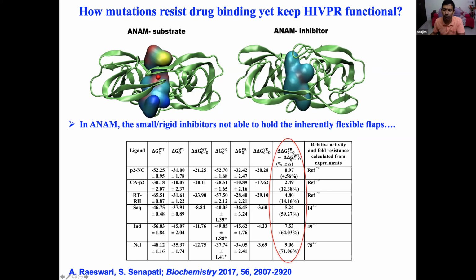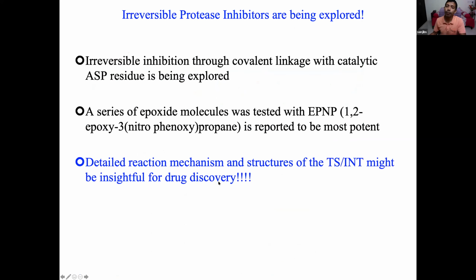We calculated the loss in free energy of binding in the variant versus wild type, and we found that there's a loss of 12 to 71% in binding in the variant compared to wild type, and that trend matches very well with the experimental data, which shows 14 to 78-fold drug resistance for these FDA-approved drugs. So therefore, people are now looking at irreversible inhibitors.